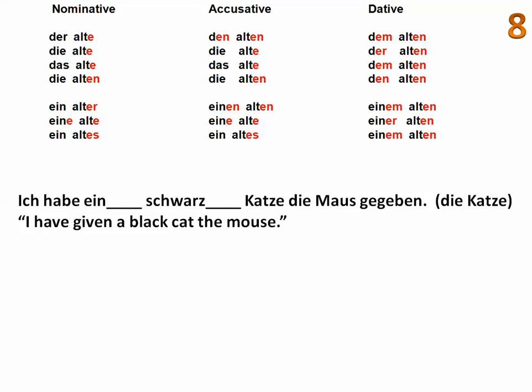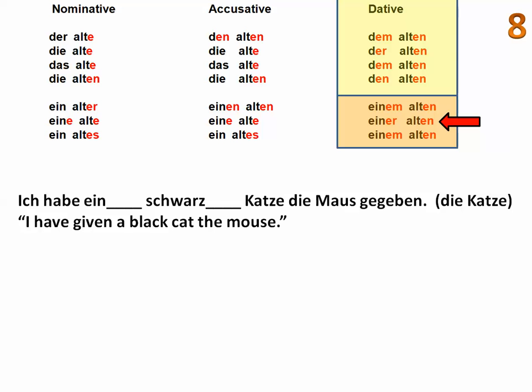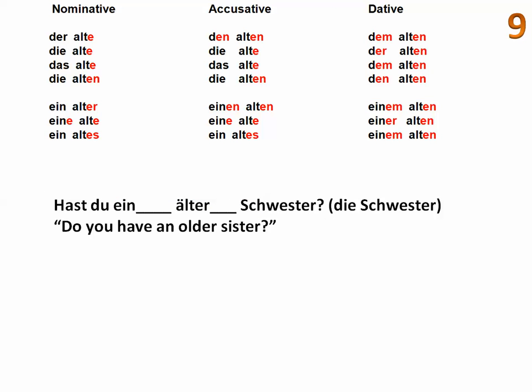Okay, here we come to example number 8. I have given a black cat the mouse. So, what did I give? The mouse, direct object. To whom? The cat, indirect object, and indirect objects are dative. Now we ask ourselves, is it a definite article or indefinite article? We're using ein here, so it's an indefinite article. And Katze is a feminine noun. So, altogether here, we know then that our answer is going to be, ich habe einer schwarzen Katze die Maus gegeben. Alright, let's do another example.